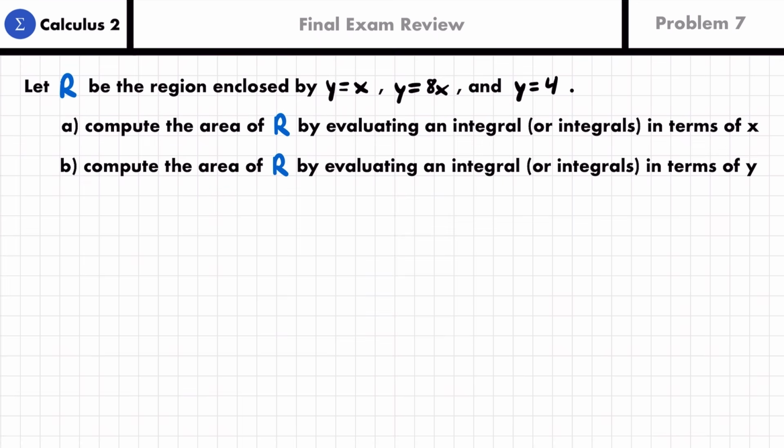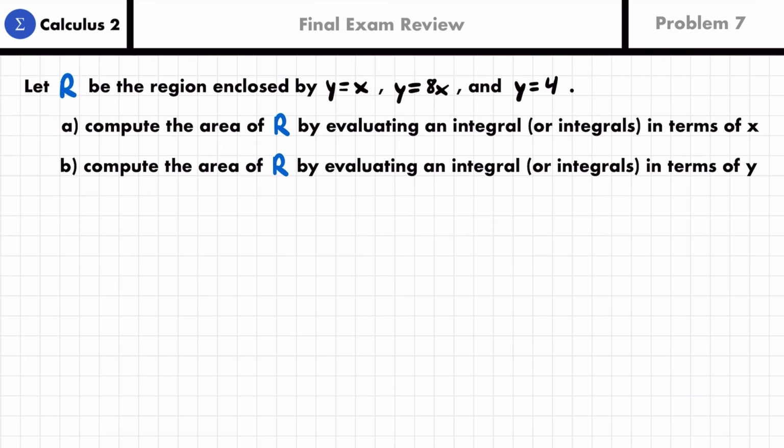Next up, for problem 7, we want to let R be the region enclosed by y equals x, y equals 8x, and y equals 4. And then we have two parts to consider. For part A, we want to compute the area of R by evaluating an integral or integrals in terms of x. And for part B, we want to compute the area of R by evaluating an integral or integrals in terms of y. In both cases, we're going to be calculating the area between some curves, or really in this case, we're working with lines, but we'll get to that in a second.